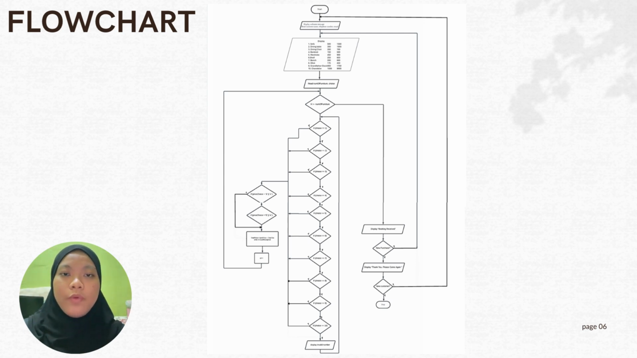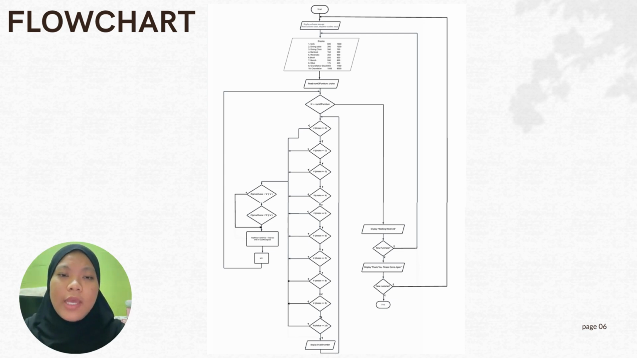Now I will talk about the flowchart. From start, it will display the welcome message and then it will ask the user to enter the input for name, telephone number, and email to register. Next, it will display the furniture menu. After that, the program will ask the user to enter the number of the furniture choice based on the menu. If the choice is not in the menu, it will ask the user to enter the choice again.